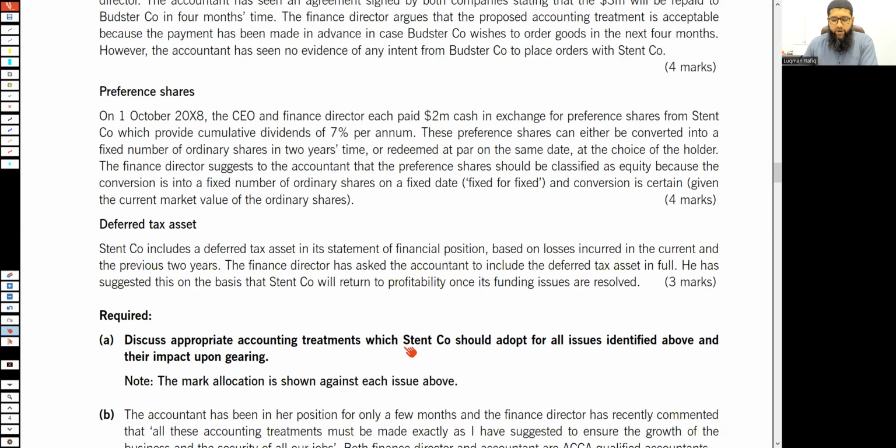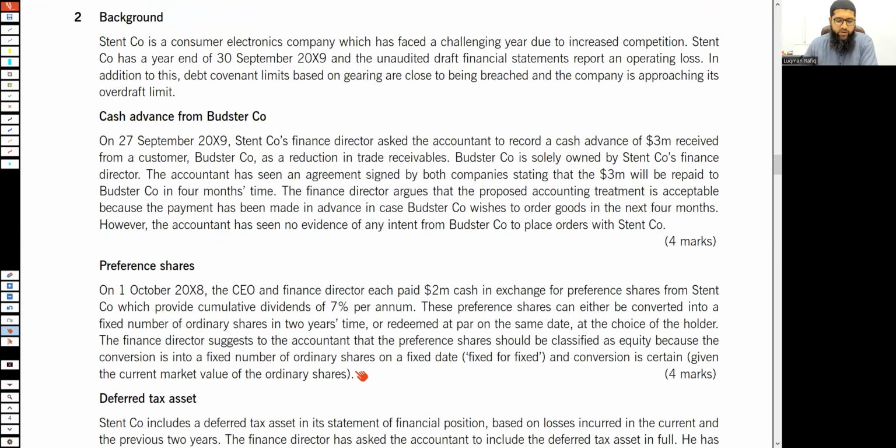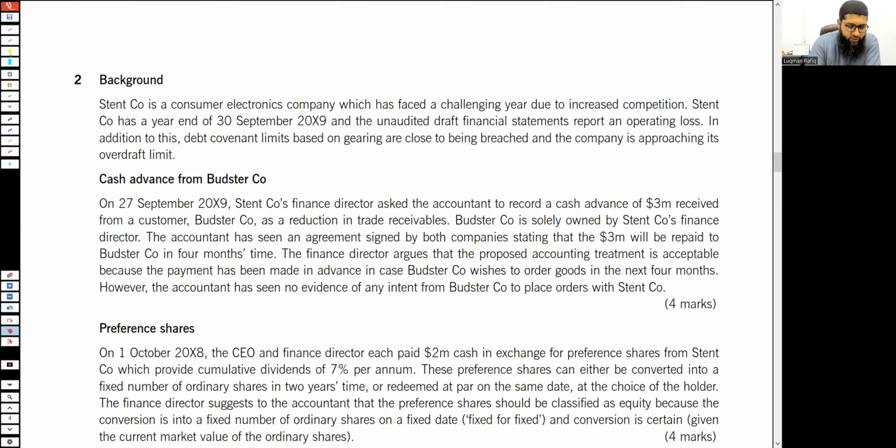Discuss appropriate accounting treatments which the student company should adopt for all issues identified above and the impact upon gearing. Now, let's talk about this one. It says cash advance from Budster Company. On 27 September, the company's director asked the accountant to record a cash advance of 3 million received from a customer, Budster Company, as a reduction in receivable. So you've received an advance from the customer. All that you have done is say cash debit by 3, receivable credit by 3. That's what he has asked him to do.